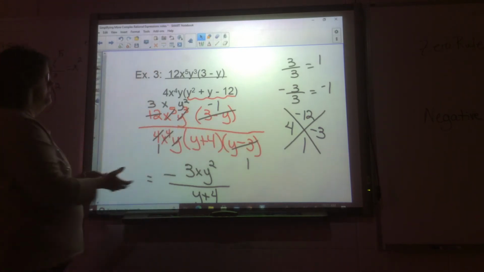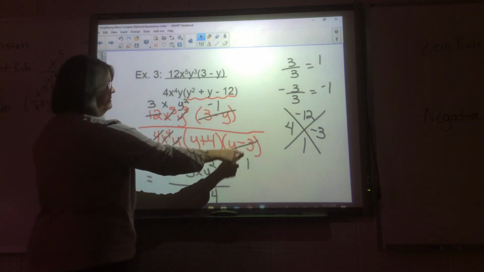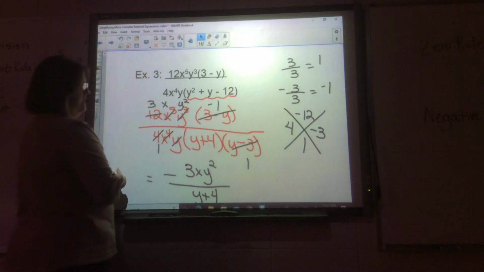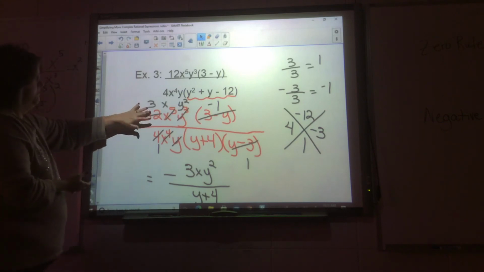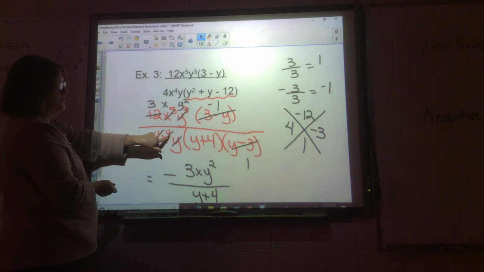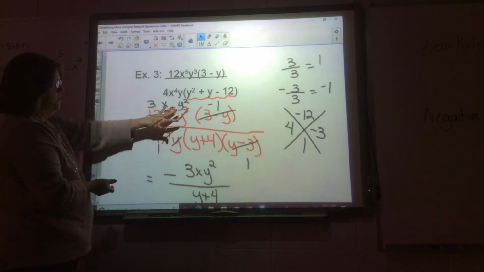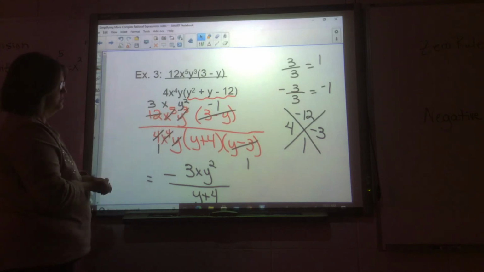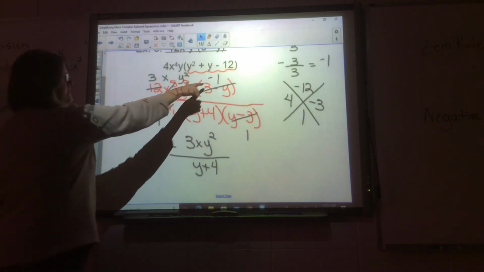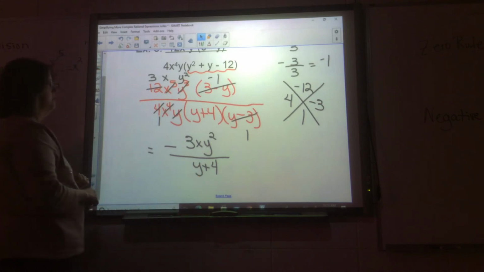And then these are going to cancel, and because this is exactly opposite, remember you have a negative sign there. And then 12 over 4 becomes 3. X to the 5th and x to the 4th. You have 1 left over. When you subtract those exponents, you have x left. Y cubed over y is y squared. So you have negative 3xy squared over y plus 4 as your final answer.